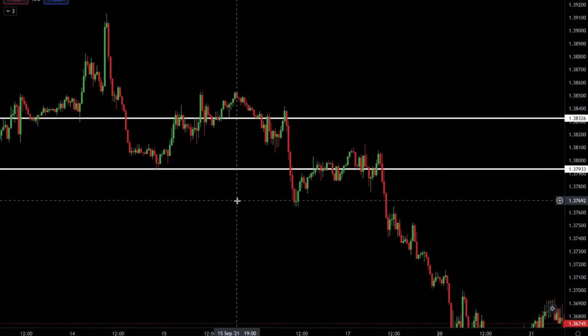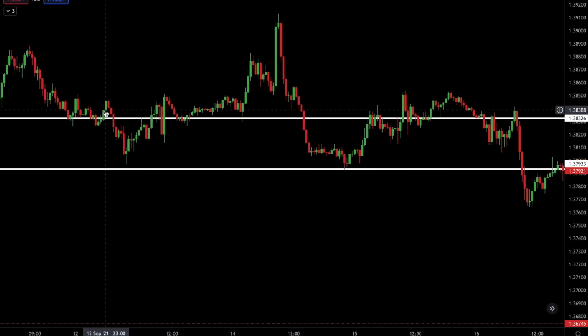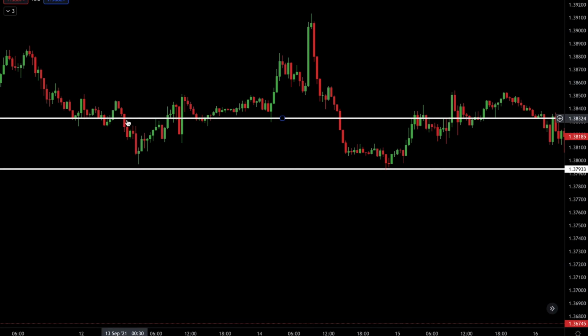Okay, so I'm going to give you an example of support. So here we have support here. As you can see here, price comes down, right? It breaks through into this support here too. So it breaks through support, it comes down, and then it bounces off of this area right here. So price comes down and it bounces off of this area.